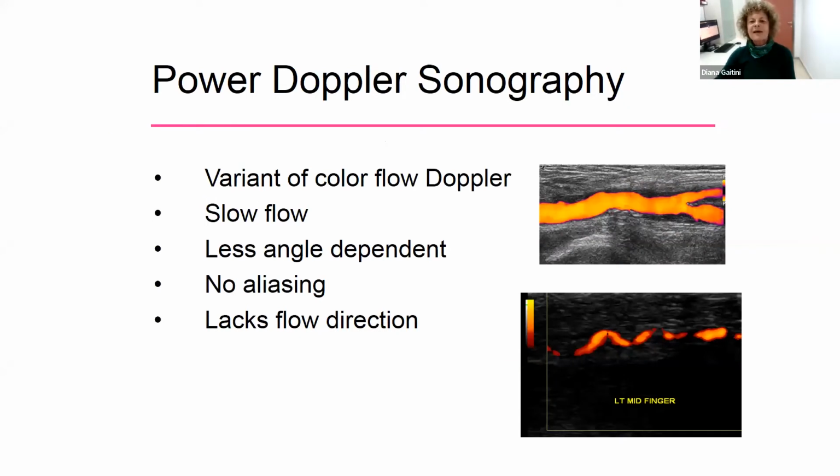Lastly, before the pulse Doppler, we have power Doppler sonography that is a variant of color flow Doppler. It is very useful for slow flow. It is less angle dependent. We don't see the areas of aliasing and less flow direction.